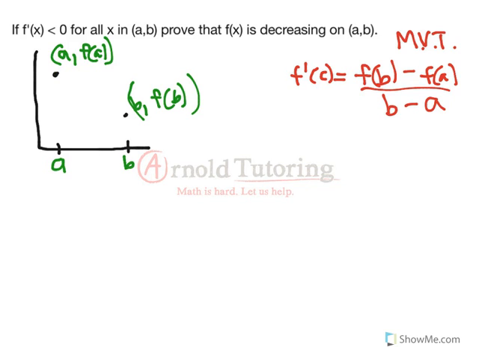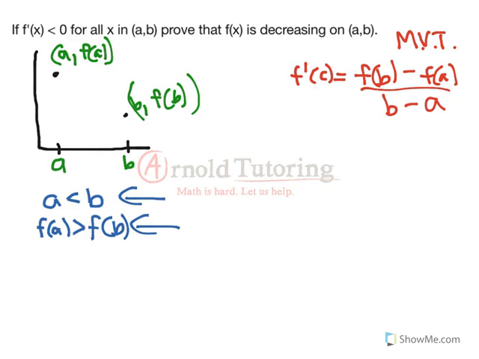So what do we need to show? We need to show a being less than b. a is the first x value and b is the larger one. But then we need to show that f of a is actually larger than f of b. This is what we're trying to show. So we're going to assume this and try and show this. Okay, so what do we have to do? Well, we're told that f prime of x is less than 0 for the entire interval. So that already checks our first two boxes of the mean value theorem.